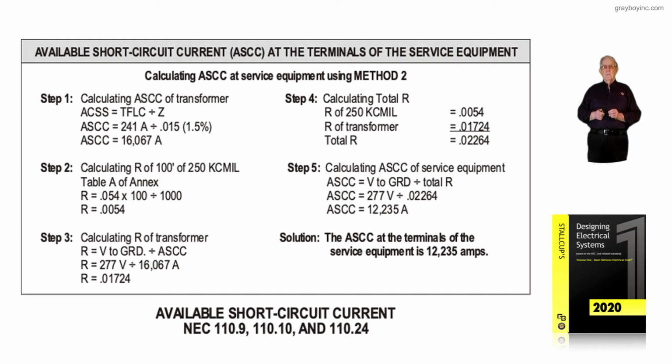Now to determine in step 5 what the short circuit current is, we take the voltage to ground, divide it by the total resistance. So the voltage to ground, if we get a ground fault, the voltage is 277 volts of the 480 volt system, divided by 0.02264 total resistance. The available short circuit current then is 12,235. So you can well see here that either method 1 or 2 that's used, one comes up with 11,000 and something. This method comes up with 12,000 and some amps.